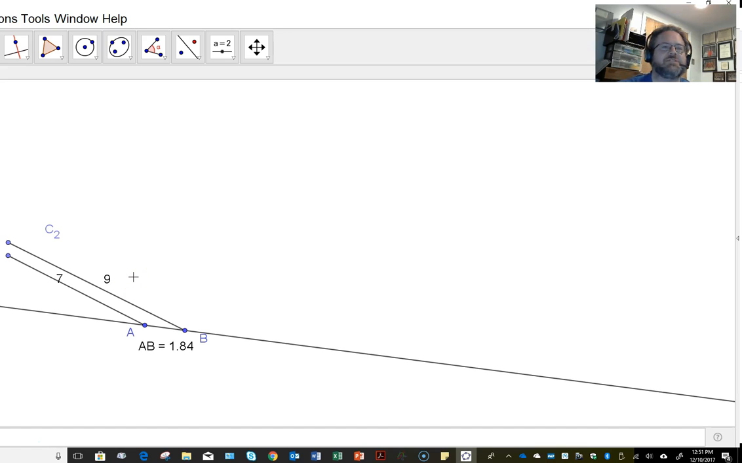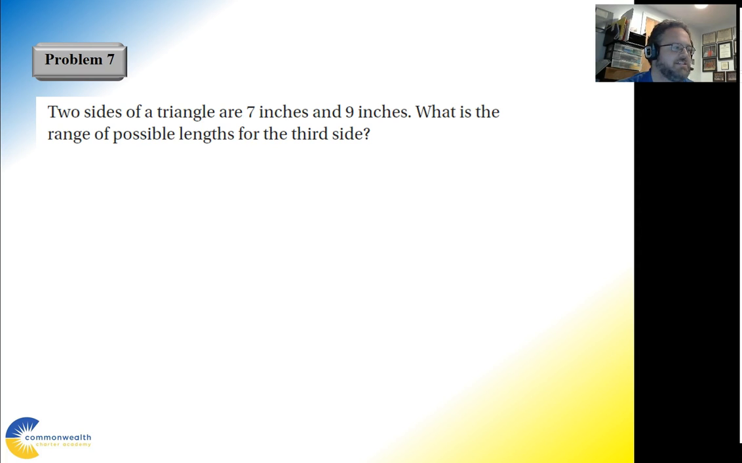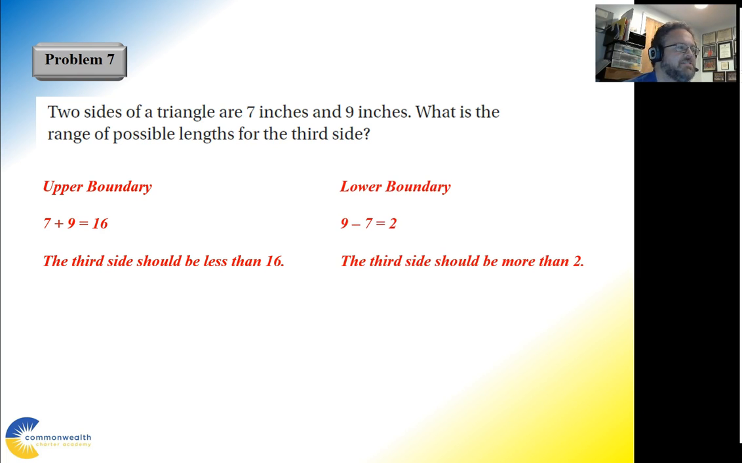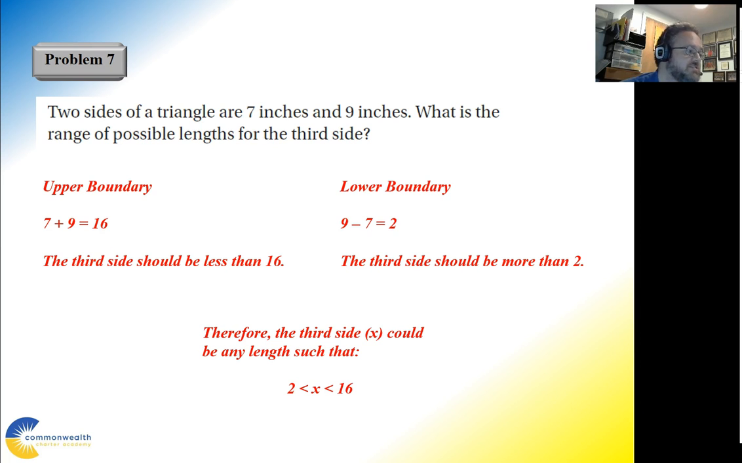So basically, with this circumstance, I was able to determine that there was an upper boundary when I just added the two lengths together. So the third side has to be less than the sum of the two. And then when I looked at the lower end, I basically just had to subtract the two and get the lower boundary. And these are values that it still cannot equal. So it has to be between these two values without actually equaling them. So I would say that the third side would have to be somewhere between 2 and 16 inches.